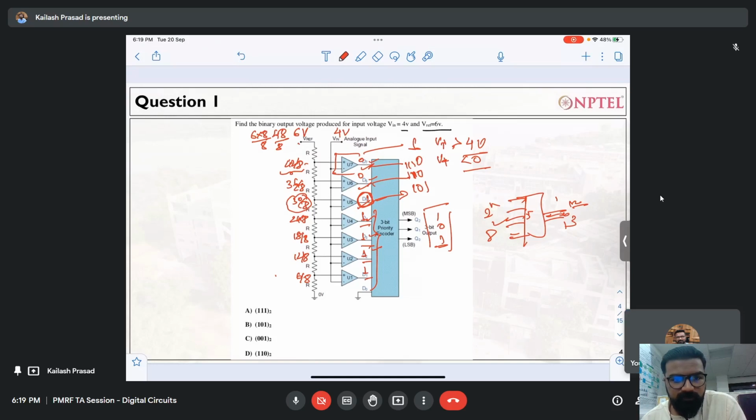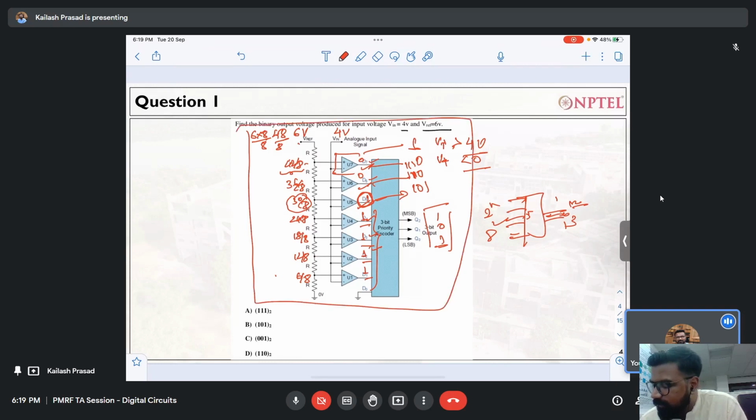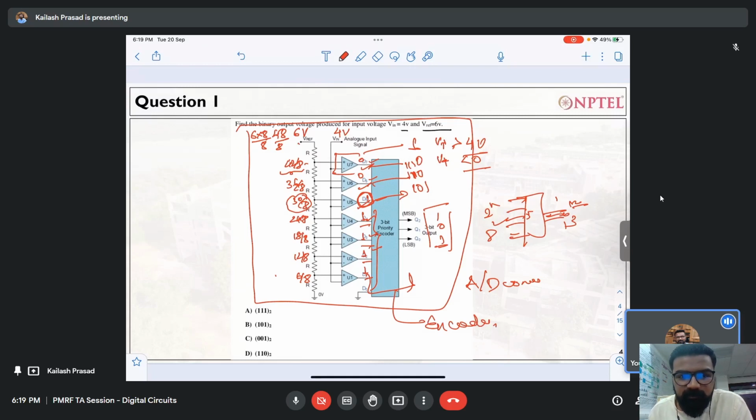Is there a difference between encoder and A to D converter, sir? See, in the analog to digital converter, you use an encoder. That's how you should understand. The entire thing is A to D converter, and this part is encoder. So if I ask what are the components which build analog to digital converter, you will say I need a resistor ladder, I need comparators, and I need encoders. Do you understand? Okay, sir.